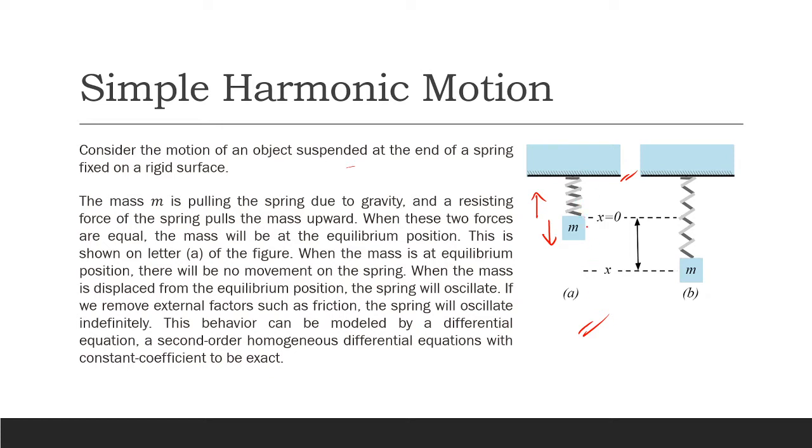So in this case, class, nasa equilibrium position siya at hindi gumagalaw yung mass at yung object at yung spring natin because their forces are equal. So when the mass is at the equilibrium position, there will be no movement on the spring. Now, however, if we displace the mass from the equilibrium position, the spring will oscillate, meaning magmo-move siya up and down. If we remove external factors such as friction, the spring will oscillate indefinitely.